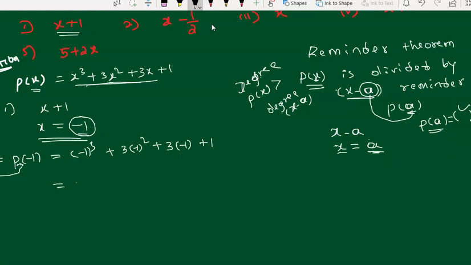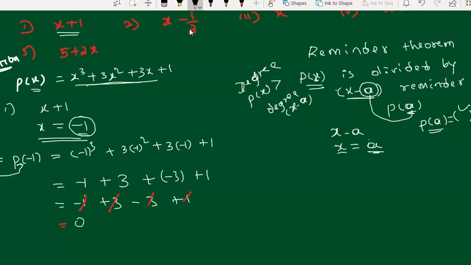Minus 1 whole cube means you are going to get minus 1, and 3 into 1 you are going to get 3. Here 3 into minus 1 you are going to get minus 3, plus 1. Minus 1 plus 1, minus 1 plus 1 plus 3 minus 3. So the answer is finally 0.